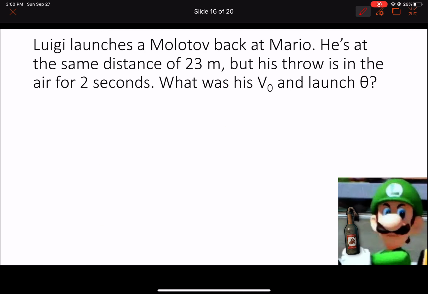Let's try a different one. Luigi launches a Molotov back at Mario. He's at the same distance at 23 meters, but his throw is in the air for 2 seconds. What was his initial velocity and launch angle?